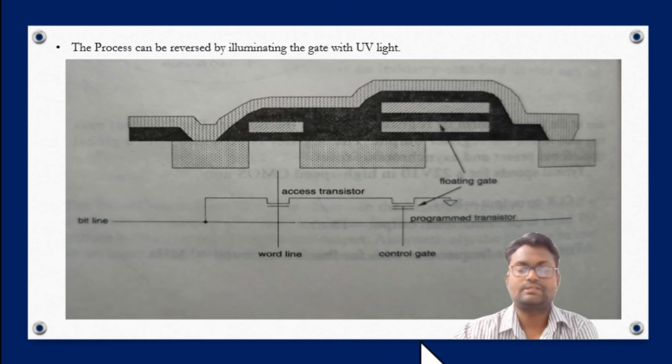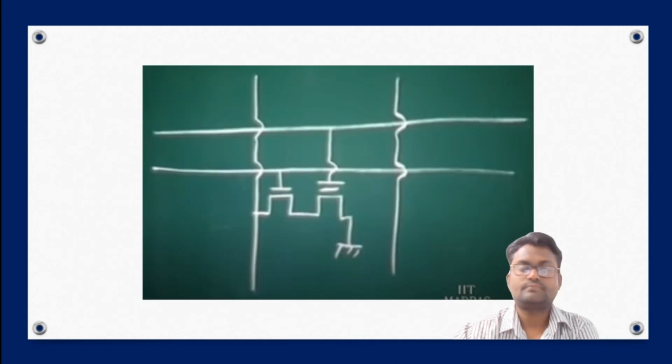Last one is the electrically connected gate. Here the horizontal line is a bit line, and the vertical line is a vert line. Clear? Now one question arises: how is data stored in this memory cell?